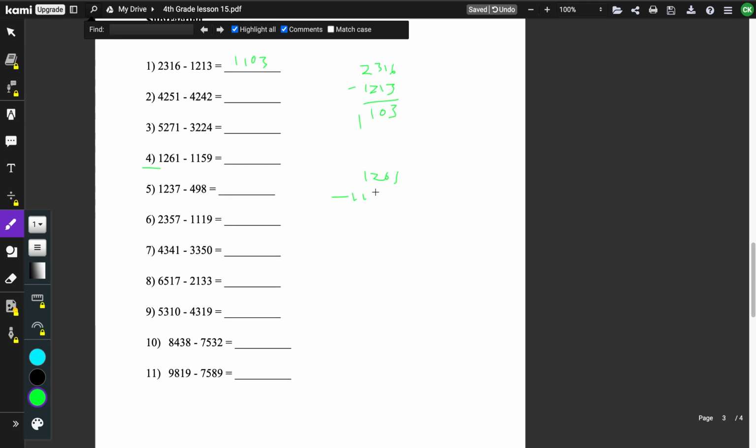1261 minus 1159, and so we've got to carry this over. 11 minus 9, 2. 5 minus 5, that's going to be 0. 2 minus 1, that's going to be 1, so this is going to give you 102. And then let's do 11.